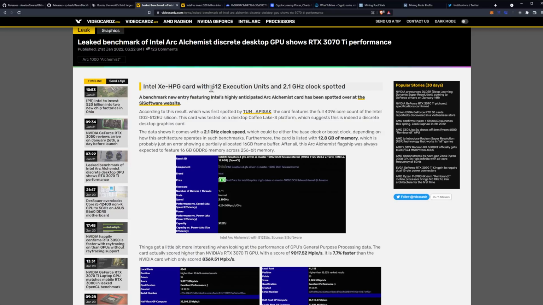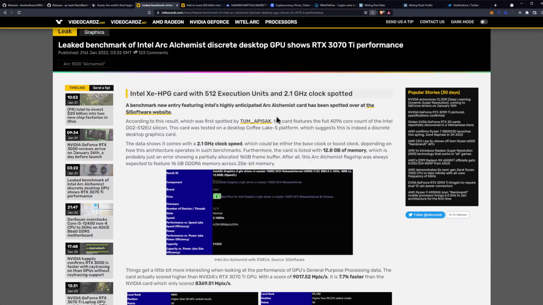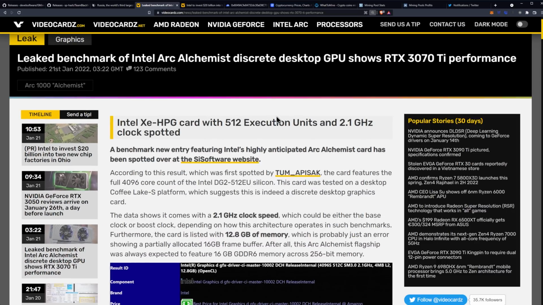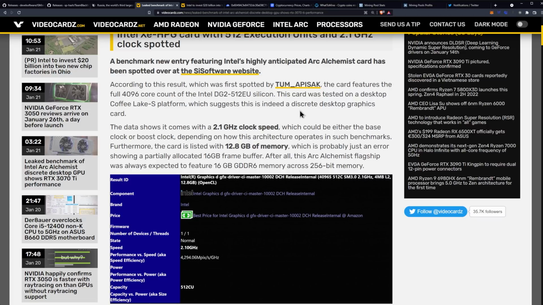The Intel Xe HPG card with 512 execution units and 2.1 gigahertz clock speed spotted. A new benchmark entry featuring Intel's highly anticipated Arc Alchemist card has been spotted over at the CompuBench website. According to this result, which was first spotted by tum_apisak, the card features the full 4,096 core count of the Intel DG2 512EU silicon. I assume that means that this card will be essentially the top of the line coming from Intel, just to be clear.